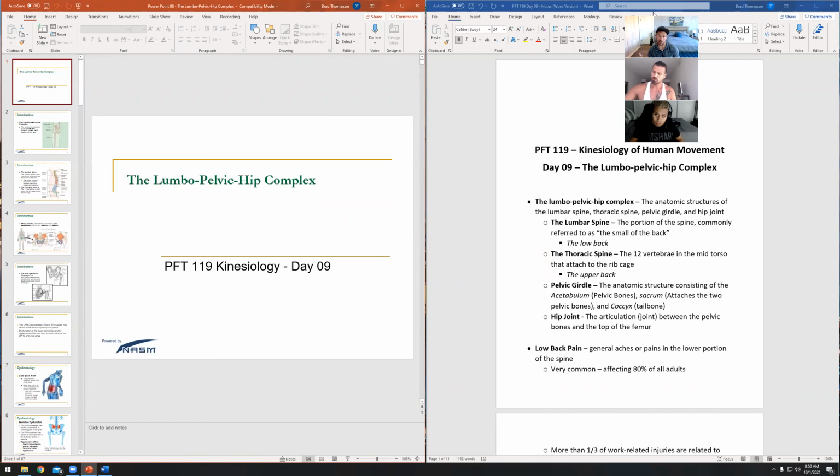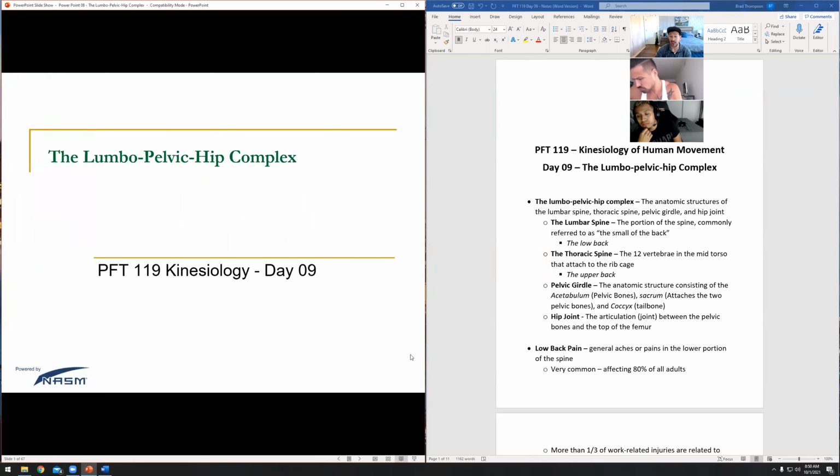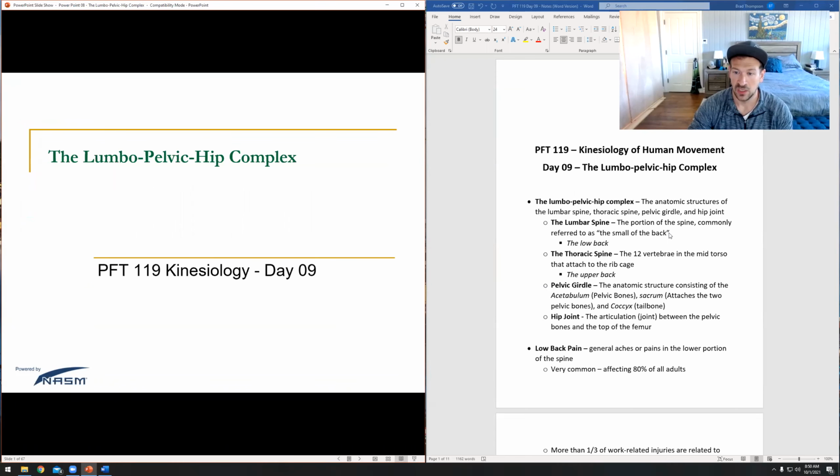Your entire lumbo-pelvic hip complex, that's really what your core is. It's all of it, right? So that's really what we're going to be diving into today. We're going to be looking at all of these individual pieces, anything and everything that is attached to your spine and pelvis.